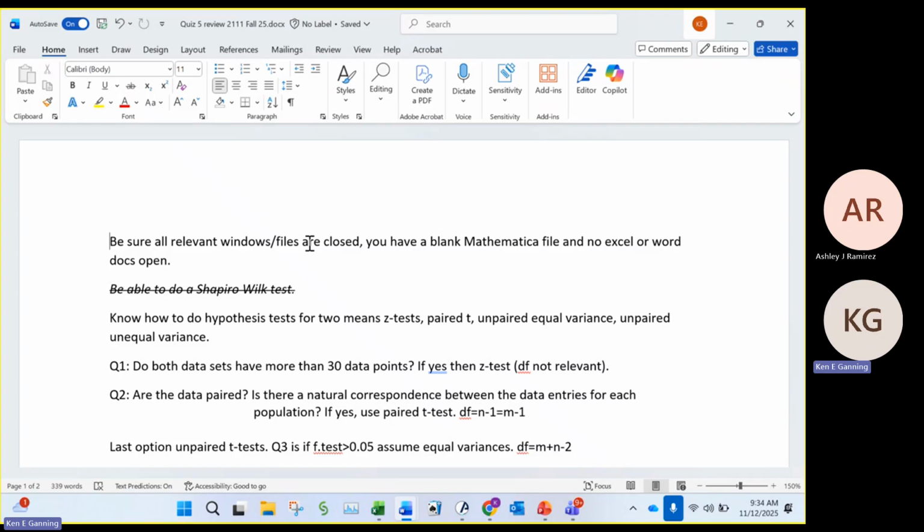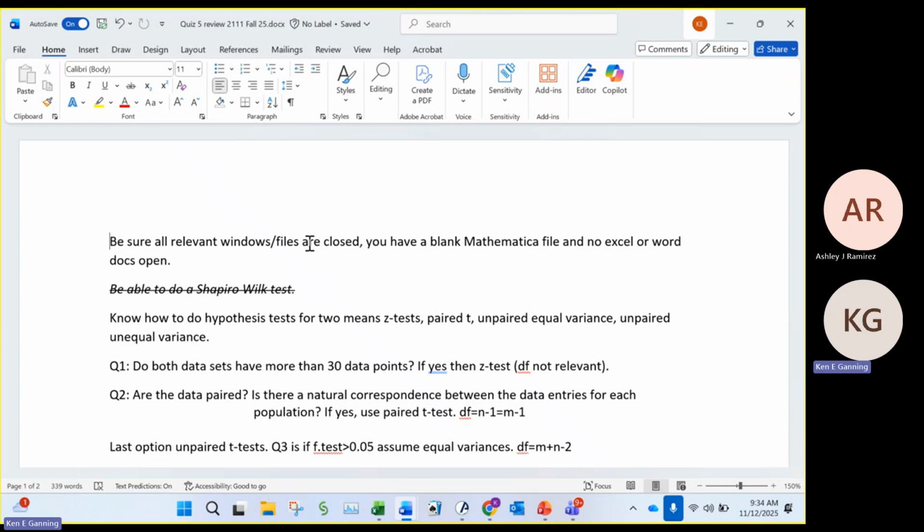Know how to do a hypothesis test for two means: paired, unpaired equal variance, or unpaired unequal variance. First question, do your data have more than 30? Does each of your data sets have more than 30 data points? If yes, you use a z-test. If either is below 30, you use a t-test of some way, shape, or form.